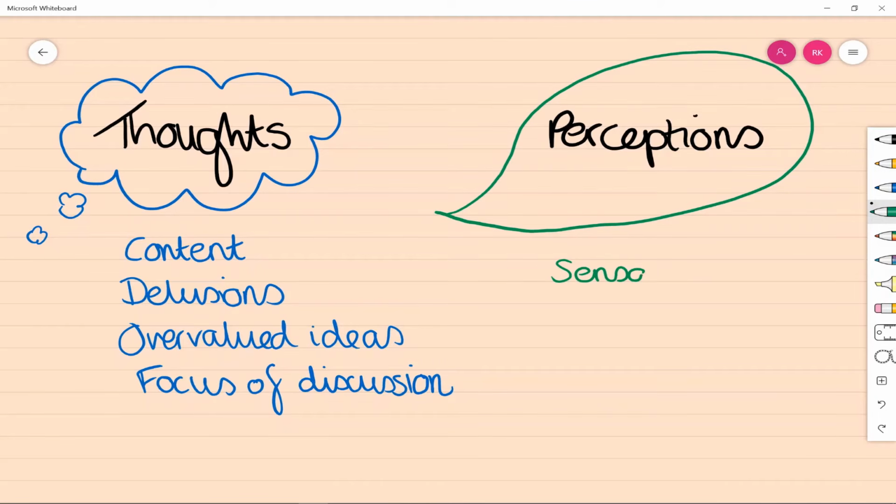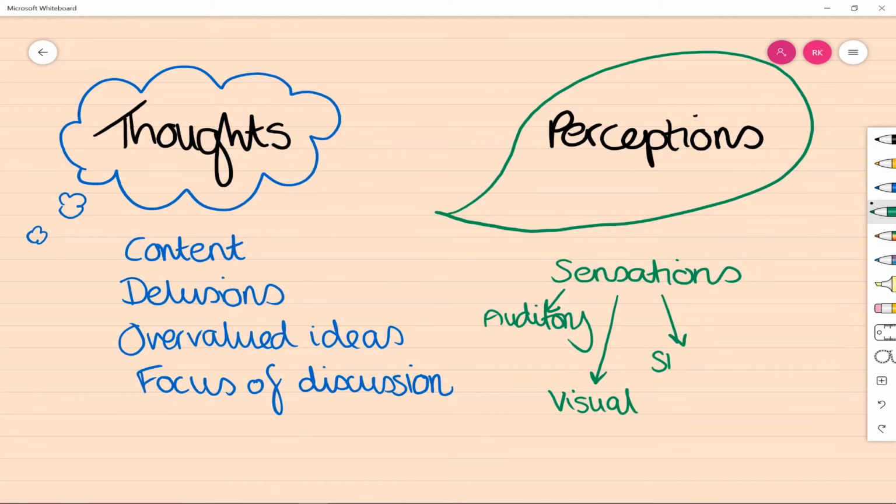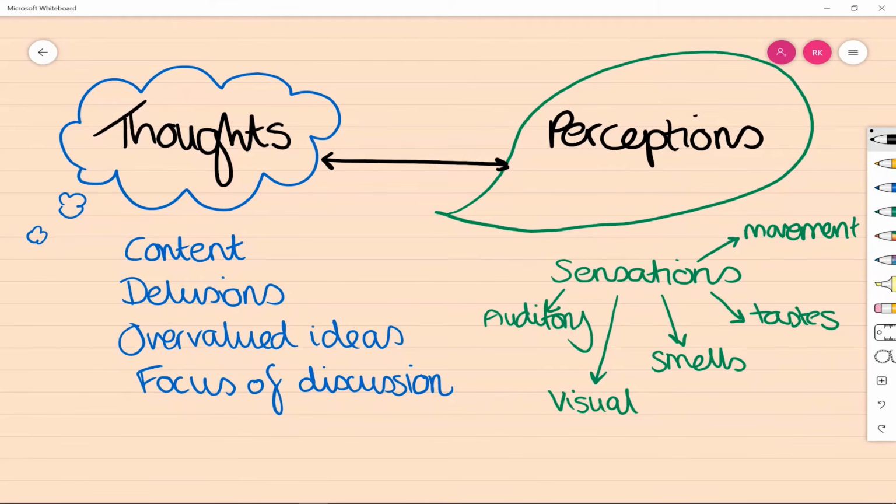On the other hand, perceptions are thinking more about sensory experiences. So that could be any kind of modality, auditory, visual, smells, tastes, some kind of proprioception and movement type phenomena. But there can be some overlap between thoughts and perceptions, especially when you're thinking about delusional content. So it can be difficult sometimes to place them within a category.